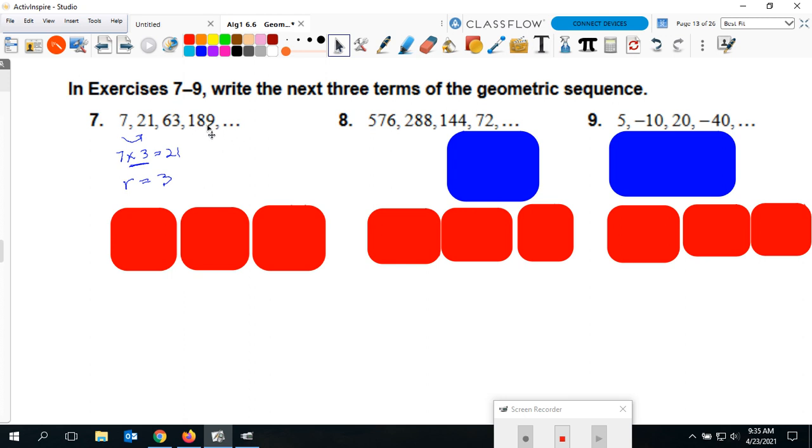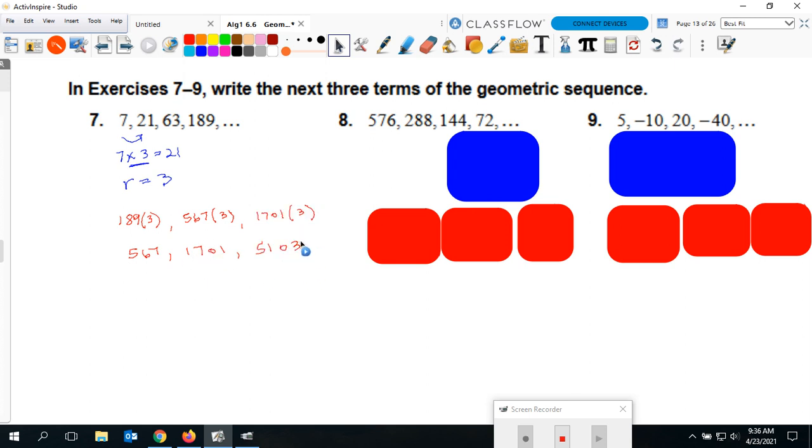The next number, we need to multiply 189 times 3 to generate the next one. 189 times 3 is 567. And then we've got to multiply 567 times 3 to get the next one, and that's 1701. And then we multiply 1701 times 3 to get the last one that we need, 5103. So that's the next 3 numbers in this geometric sequence.